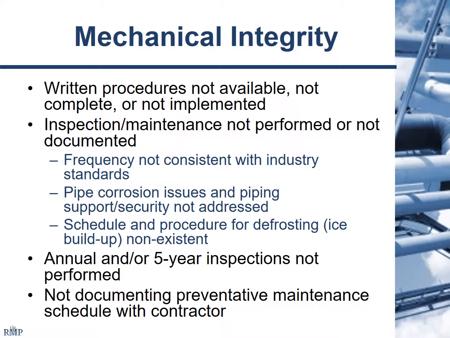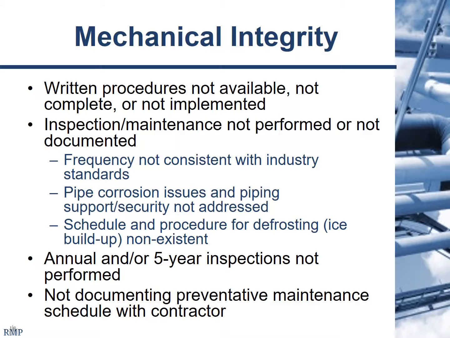Mechanical integrity. The written procedures should always be available and complete. There should be a schedule in place for what maintenance needs to be done and when, and what should be checked or inspected. The frequency should be consistent with industry standards at a minimum, and specifically looking at any kind of pipe corrosion issues that are common, and just sticking to the schedule, and looking at the entirety of the system and not just specific pieces.